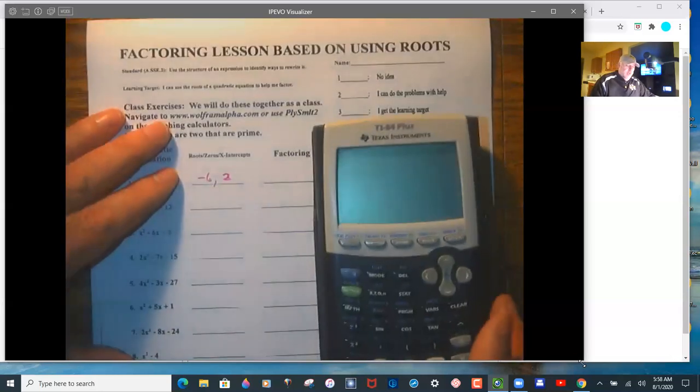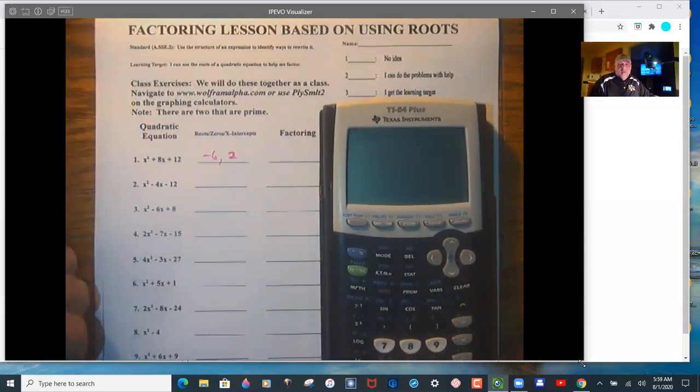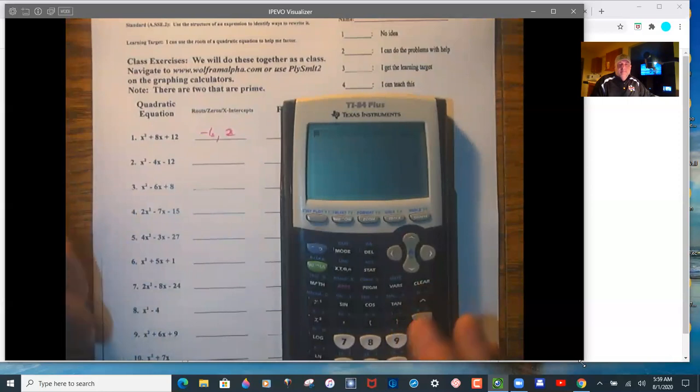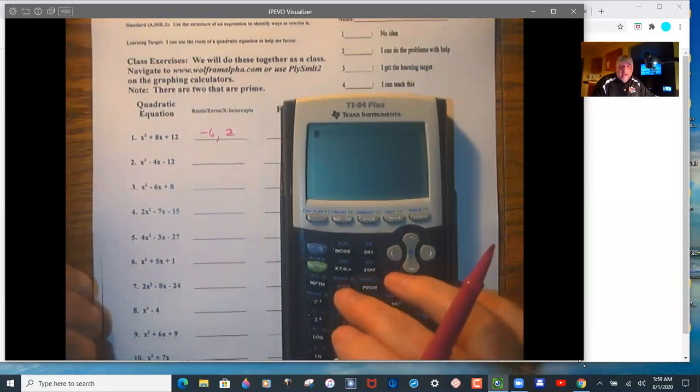All right, so -6 and 2. And you can use that online root finder. I'm going to show you in here under your apps key.